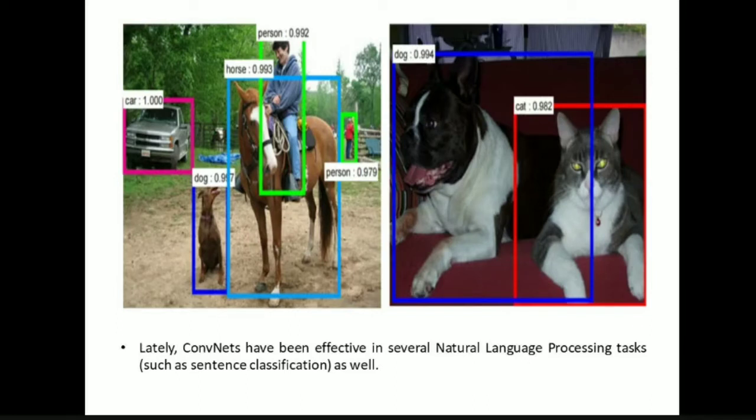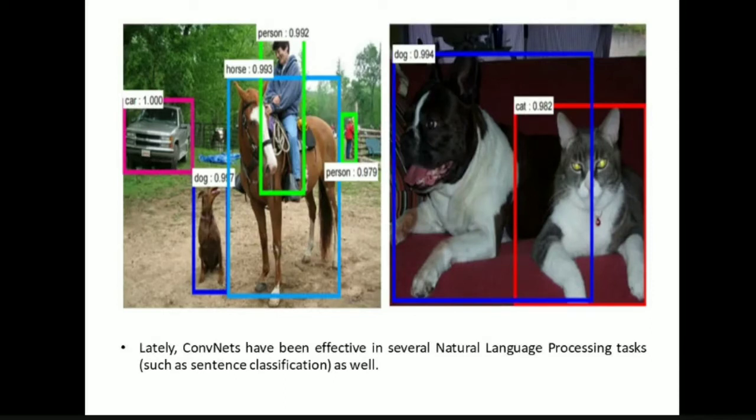So if you see here, the first object is car. It has identified that this is a car with a probability of 1. Then it has identified the image of a dog with a probability of 0.997, and then a horse with a probability of 0.993. Like that, it has identified what objects, persons or animals are present in the given image.